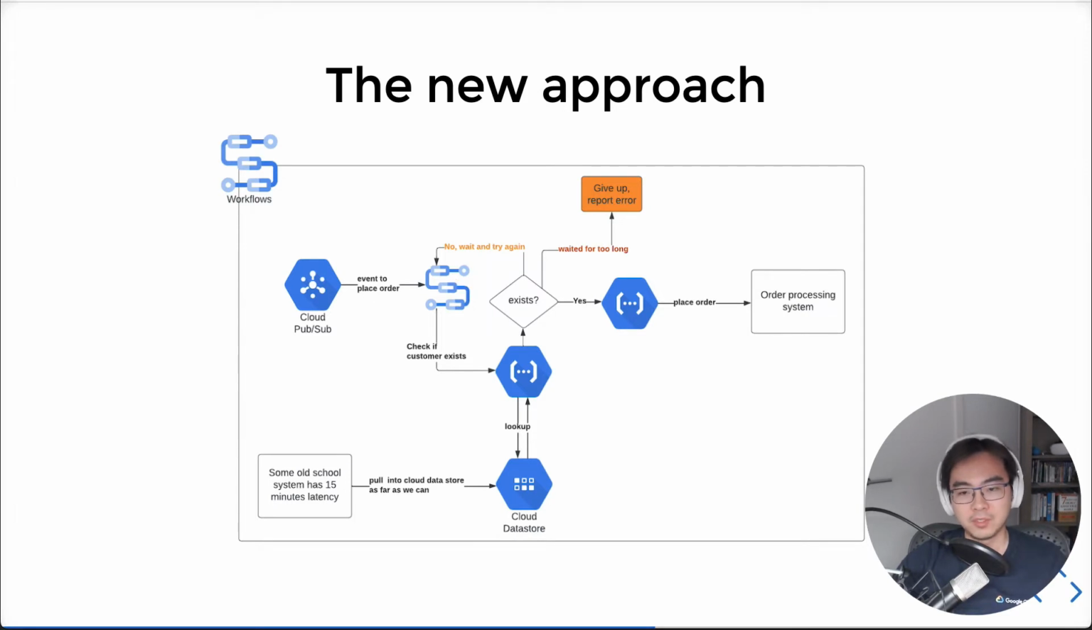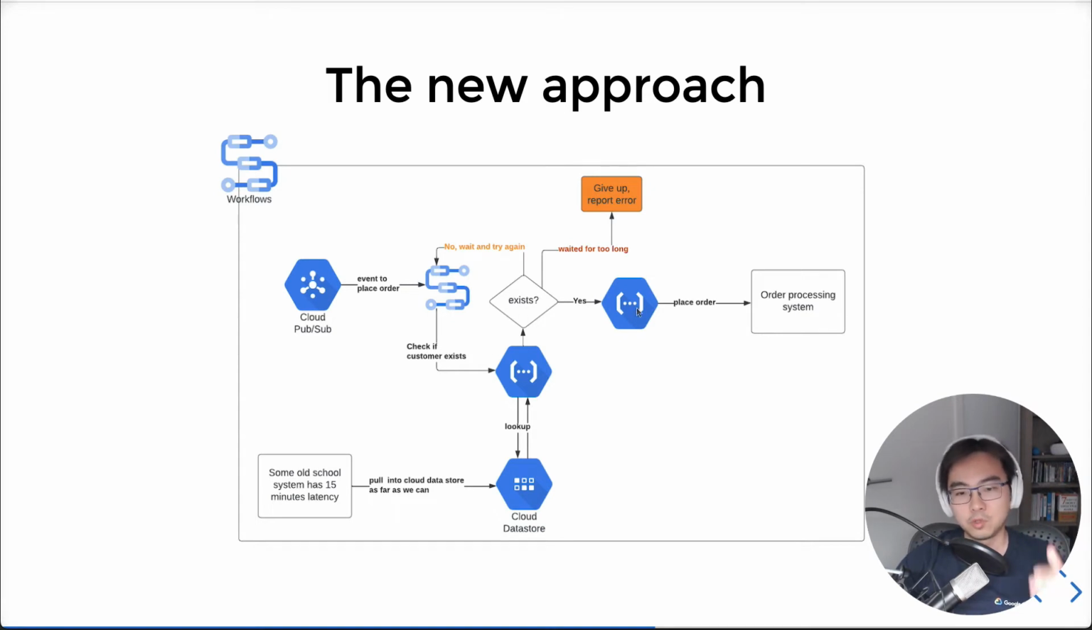So if you look at the different design, this is a very different approach using the Workflows service. Still the same thing: the event, trying to place an order, comes from Pub/Sub. But what we do is put a workflow in the middle and check if the customer actually exists. So this first Cloud Function is doing a lookup to check, do I have this customer yet? If you don't have the customer, you can wait for a period of time, including exponential retries, and then try again later until you get to a point where you find the customer, which could be 15 minutes later.